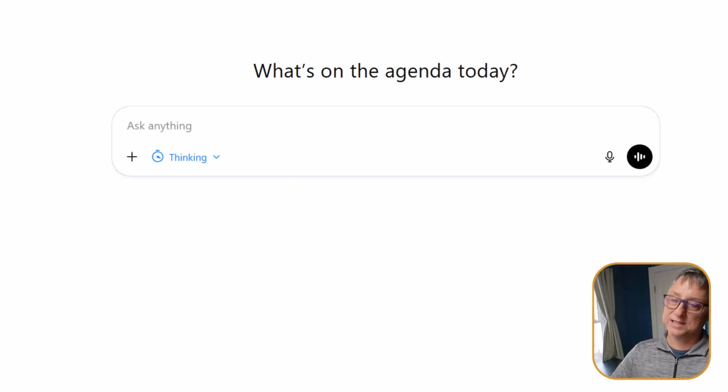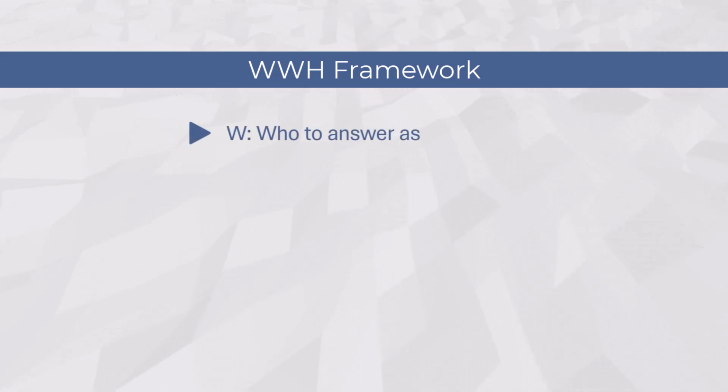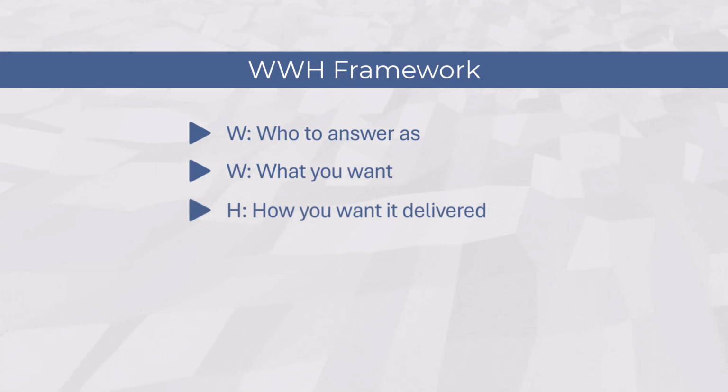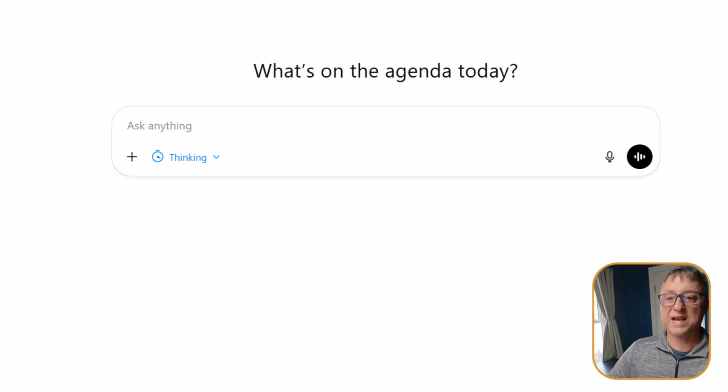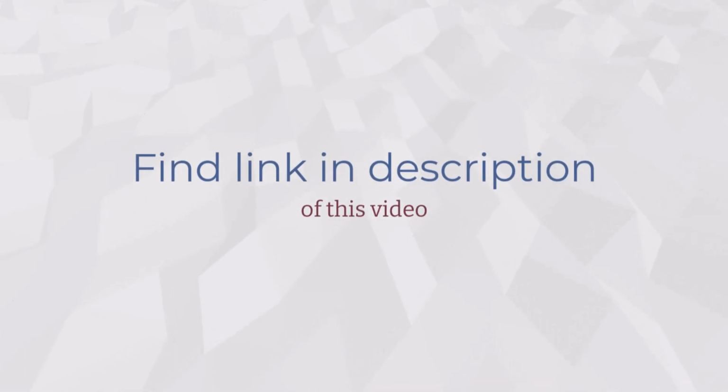Now, there's an art to getting what you want correctly using AI, and I prefer something called the WWH framework. This is where you type in who you want the chat to pretend to be, and it can be any expert in the entire world, what you want it to do, and then which format you want it to come back in, or how you want it to give you the information. We have a video showing you these steps in more detail called How to Get AI to Do What You Want. The link is in the description below.